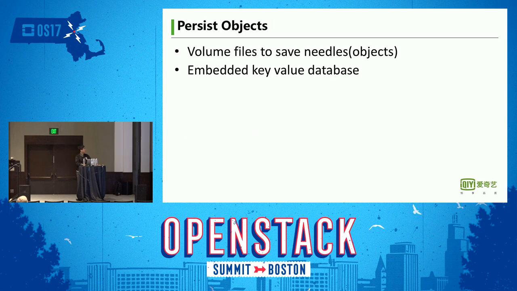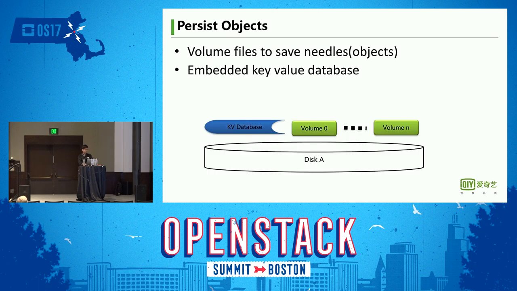So how do we overcome those problems? Just like some other blob store systems, we save the objects into blob files. We use an embedded key value database to manage the meta. There will be only one key value database per disk and multiple volumes. The design ensures that the blob engine will continue to work with disk failure.